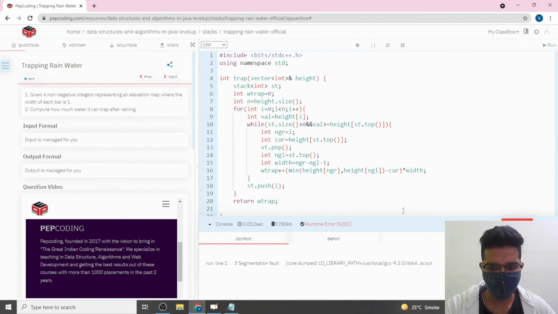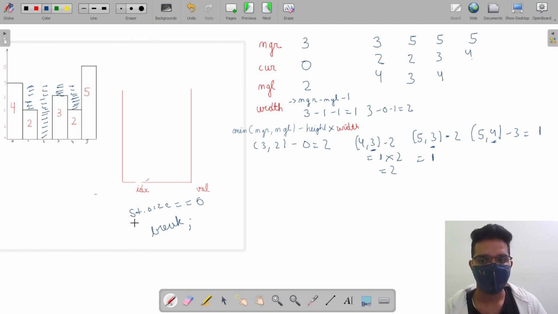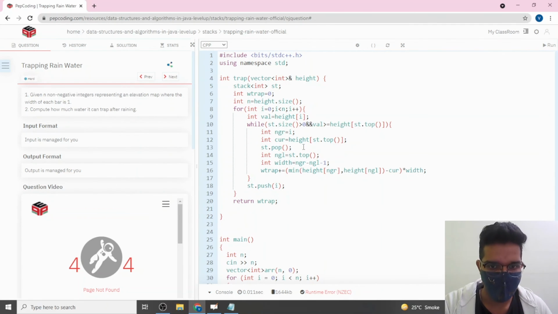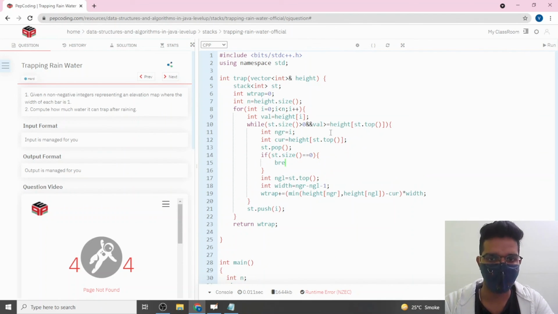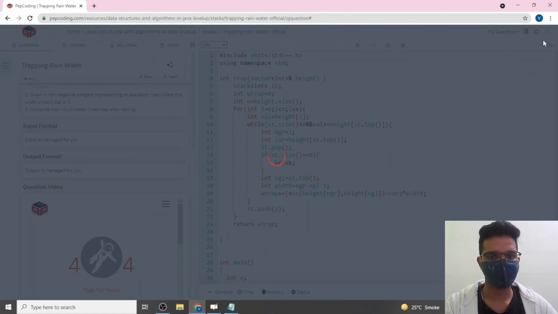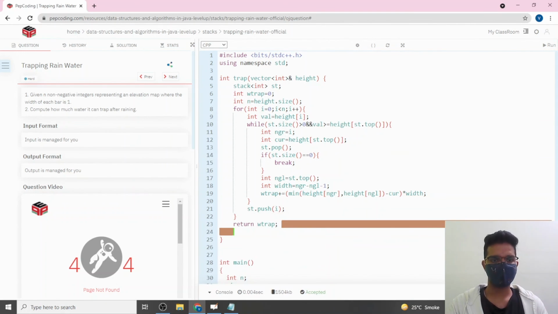Segmentation fault. Let's see. Very interesting error. So here we discussed if stack.size is equal to 0, we have to break it, right? So here we forgot to implement it. So if stack.size is equal to 0, right? And then we break if that's the case. So now let's try to run it. Perfect, accepted. Now let's try submitting it.